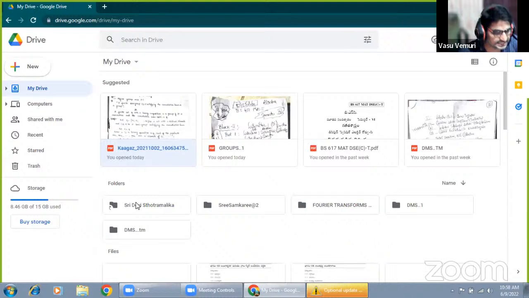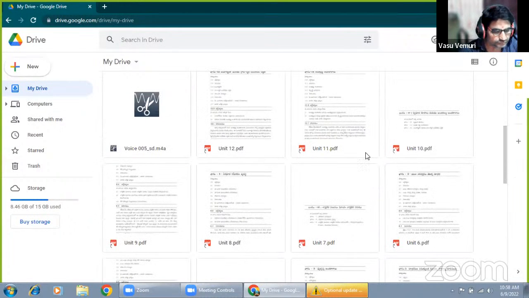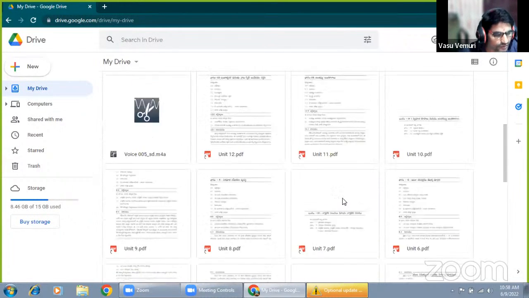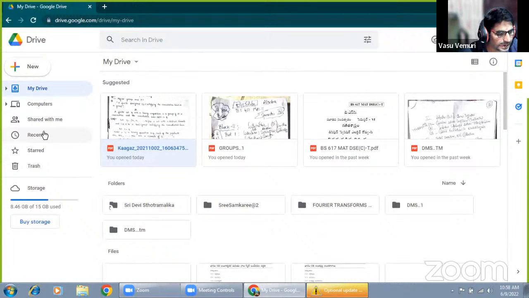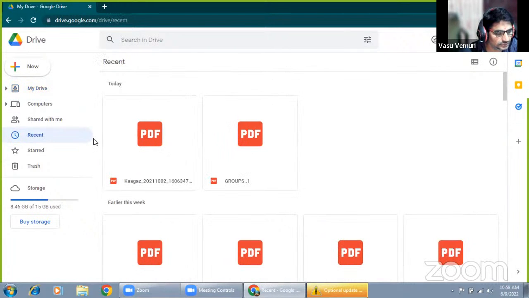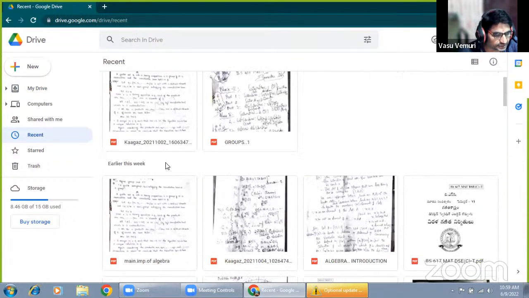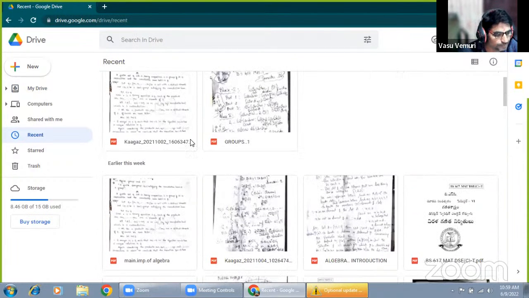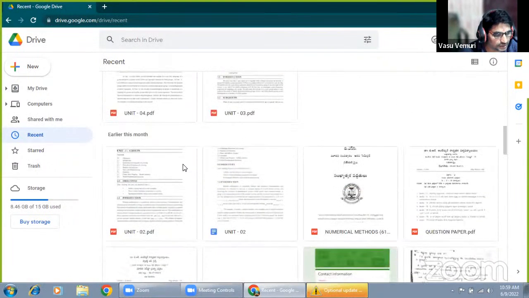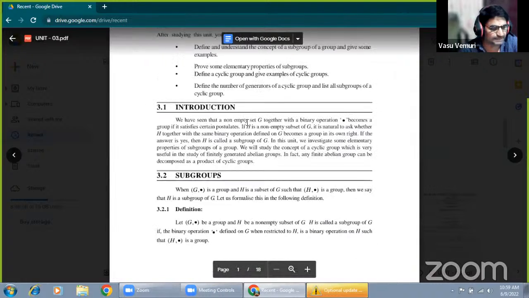This is the second. Please stay on the line. Second unit or third? Group. The third unit is there. This is the subgroup concept.